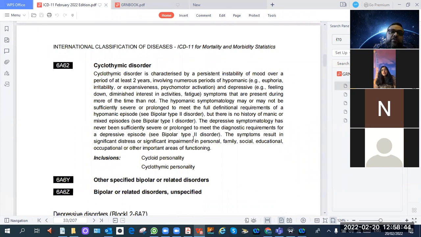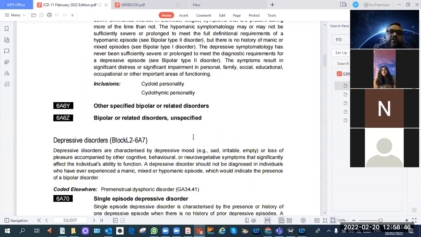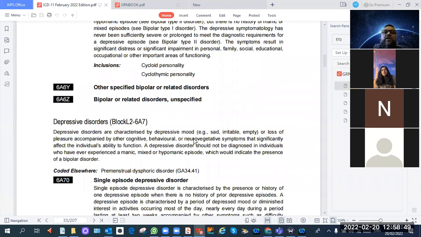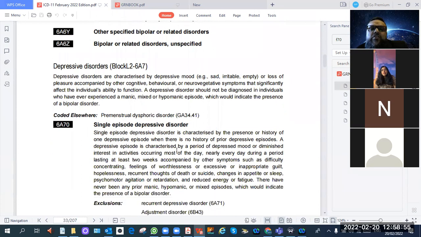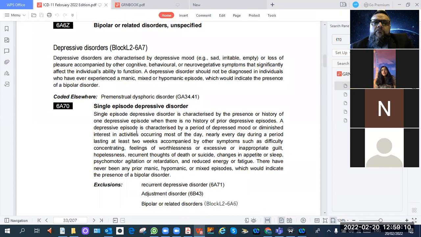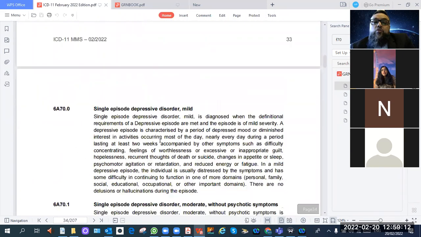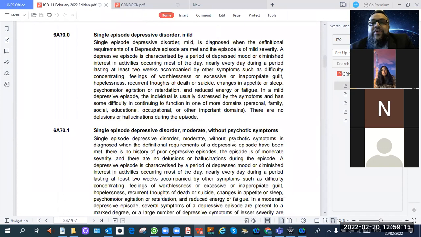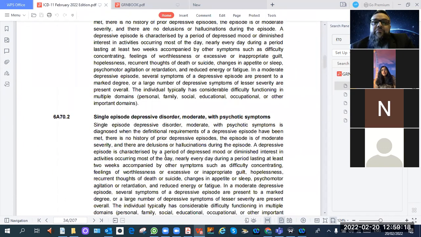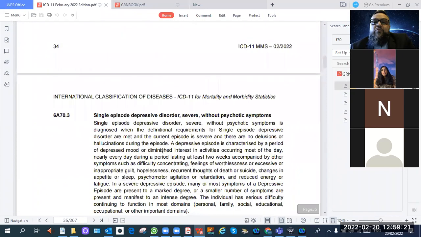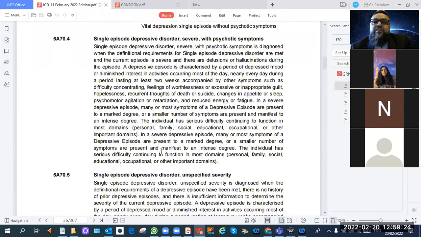So cyclothymic disorder, it's the same as in ICD-10, no difference. Now we come to the depressive disorders. So single episode depressive disorder, it used to be called depressive episode, but there was no term of disorder associated with that. Now it is called disorder. And now it could be mild, moderate without psychotic symptoms, or moderate with psychotic symptoms. Again, severe without psychotic symptoms, severe with psychotic symptoms.